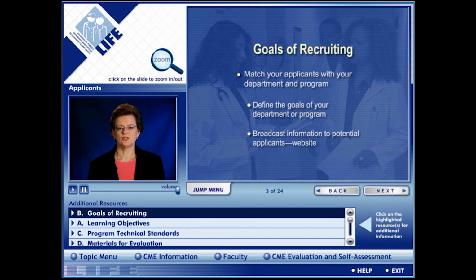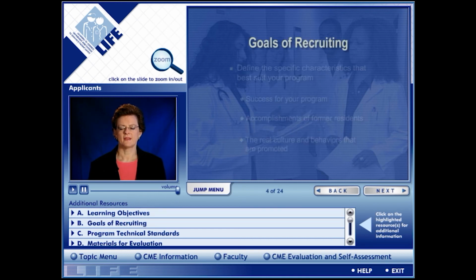This information could be included on your department website, for instance, and should begin with the overarching principles or philosophy of the residency program. Then, the types of healthcare or procedures for which your department has been recognized, or the types of skills in the approach to healthcare that your department is noted for should be included. Beyond the information that is disseminated about the mission of your department or program, you need to define what specific characteristics best suit your program.